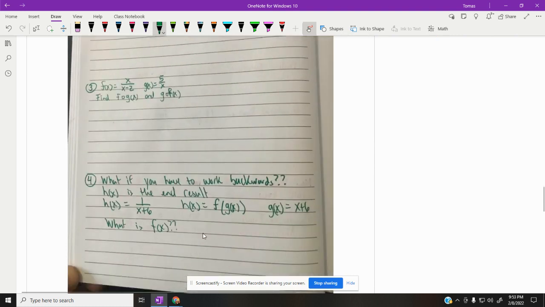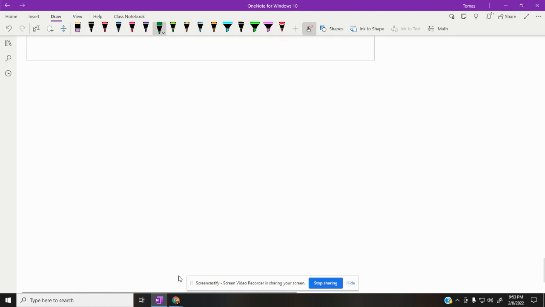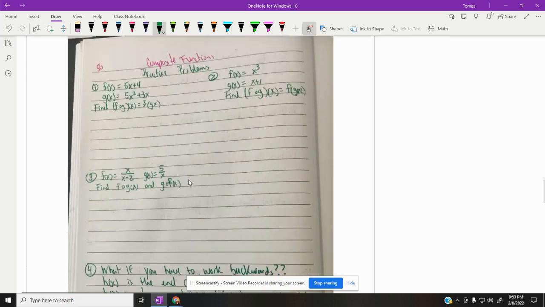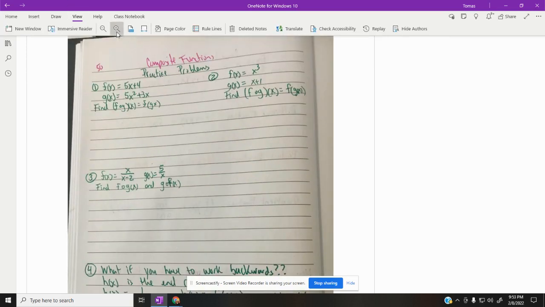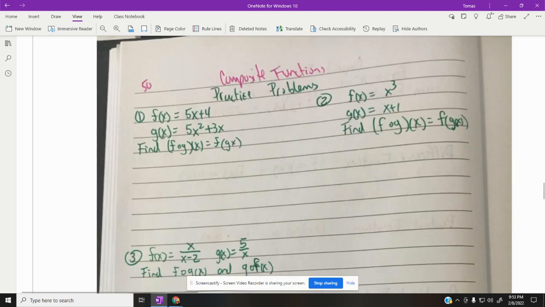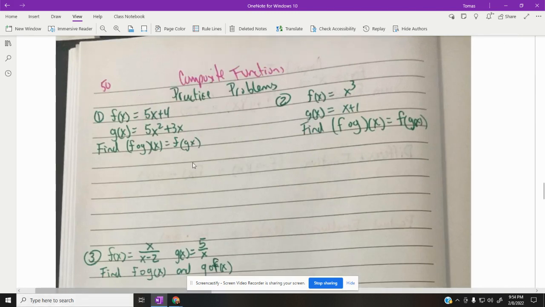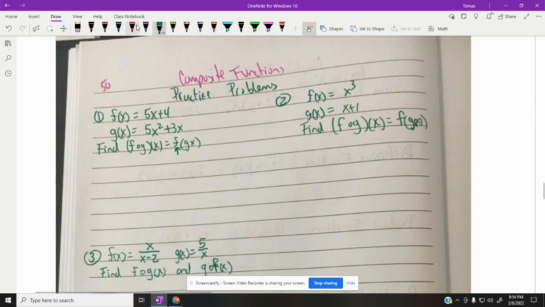So I'm going to do a couple of examples, so you guys can kind of see, and then we're going to go from there. All right, let me zoom in a little bit. Right here, notice I have F on the outside. So what I'm going to do first is write out my F, and wherever I see an X, I am going to put parentheses. Now I notice my G's on the inside, so this is going to go on the inside of my parentheses. So 5x squared plus 3x.